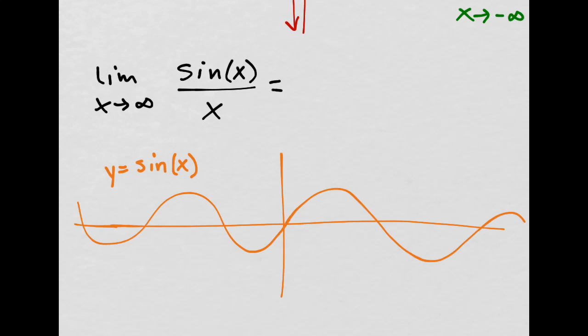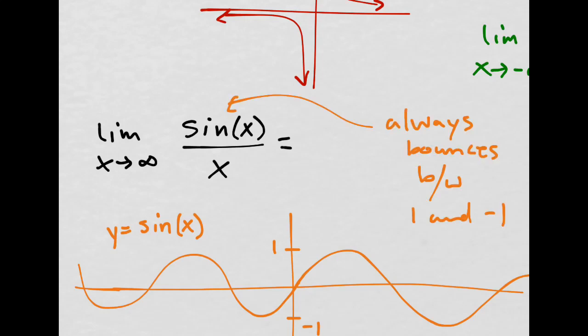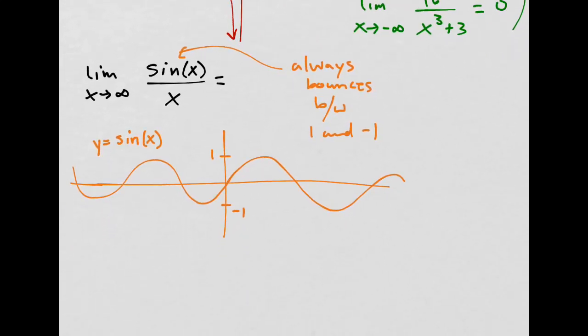Something that's key is this function never gets higher than 1, and each peak is no higher than 1, and each valley, each low point, is no lower than negative 1. So sine of x always bounces between 1 and negative 1. Okay, so there we go. Now, what about the bottom? What happens to the bottom? I haven't really talked about the bottom part.